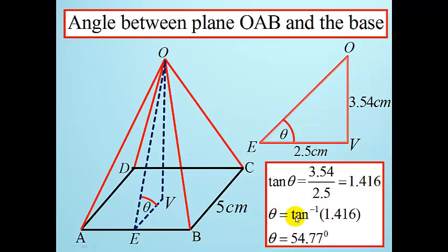Now, theta is equal to tan inverse of 1.416, and the answer is 54.77 degrees. So the angle between plane OAB and the base is 54.77 degrees. That is the angle theta is equal to 54.77 degrees.